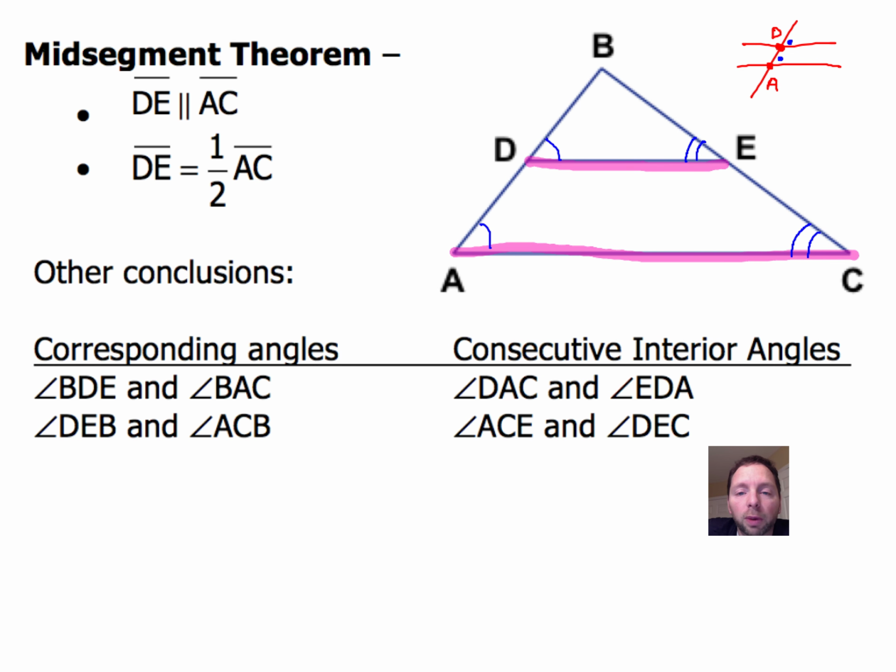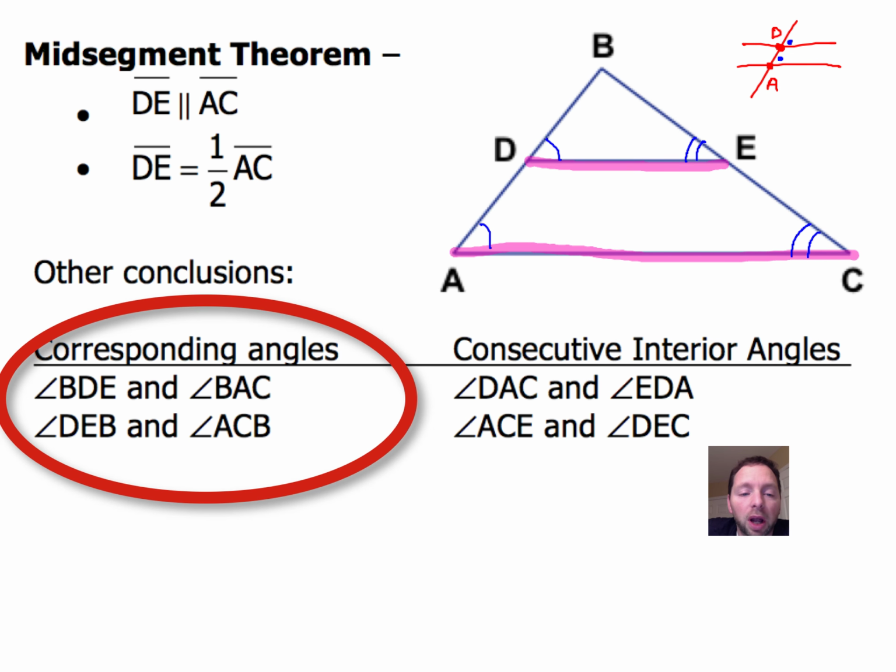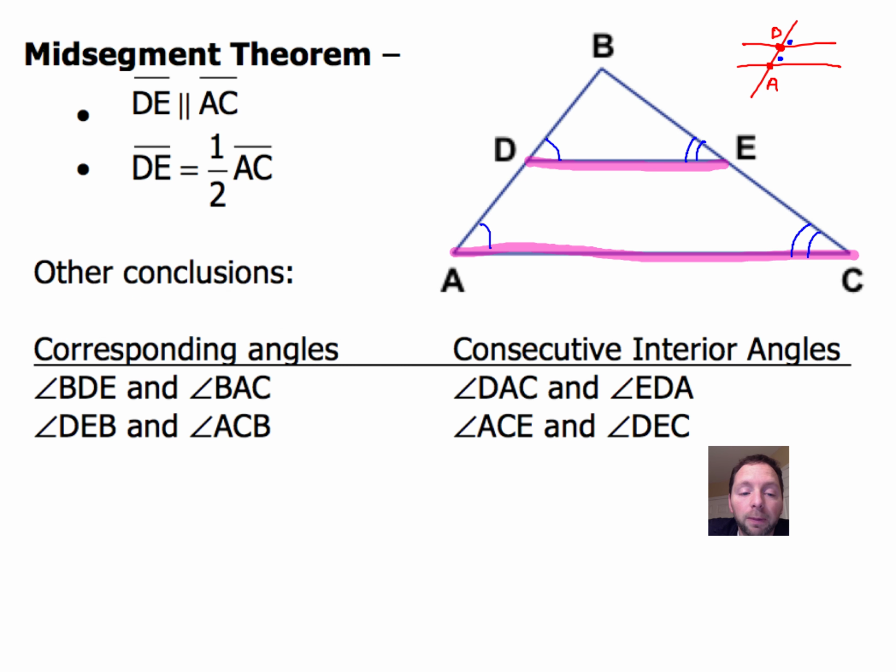So now let's formalize what we just talked about. Our corresponding angles, we'll list both of those pairs. We've got angle BDE and angle BAC. That's one pair of corresponding angles, the ones with a 1 hash mark. And then I'm going to have angle DEB, and my other corresponding angle is going to be angle ACB. Now don't forget, corresponding angles are congruent, or equal.